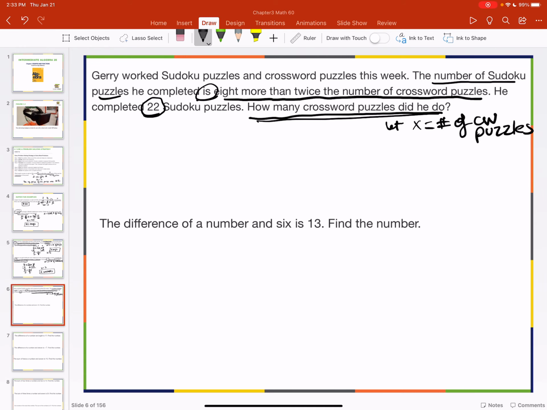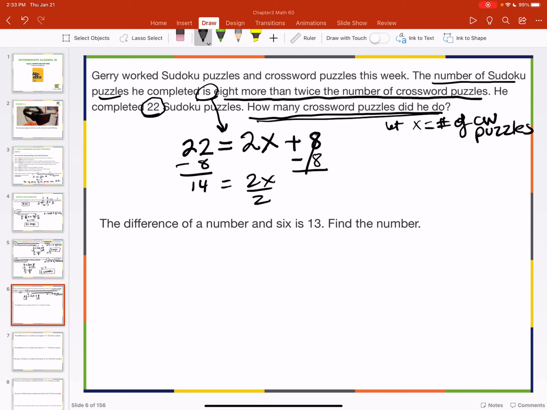Okay? Now the number of Sudoku puzzles is given to us. There's 22 of them. So 22 is 8 more than twice the number of crosswords, which we let be X, okay? And then we just solve for X. So minus 8. So 22 minus 8 is 14, equals 2X, divide by 2. We get X is equal to 7 crossword puzzles, so 7 crossword puzzles.